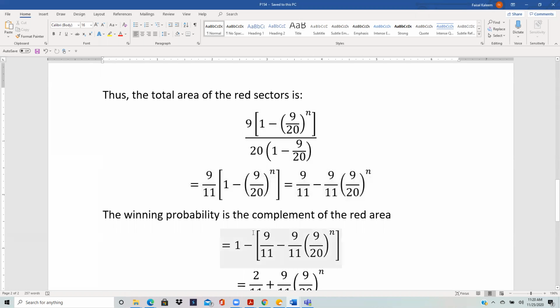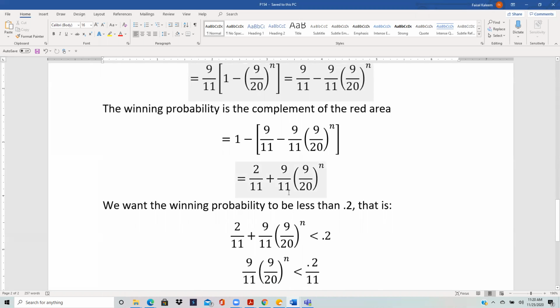The winning probability is if you land in the blue, so that will be the complement of this total area of the red sectors. So 1 minus this, which will be 2 over 11 plus 9 over 11 times 9 by 20 power n. And we want this winning probability to be less than 20%. Remember, the question was to find the minimum number of red sectors so that the winning probability is less than 20%. So you set this winning probability less than 20%, or 0.2.